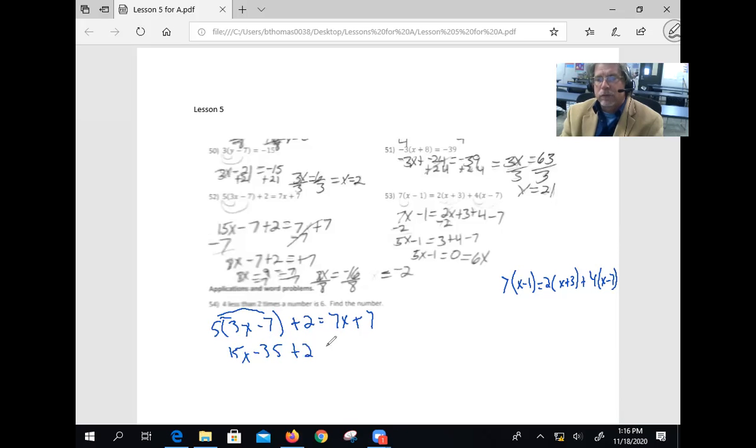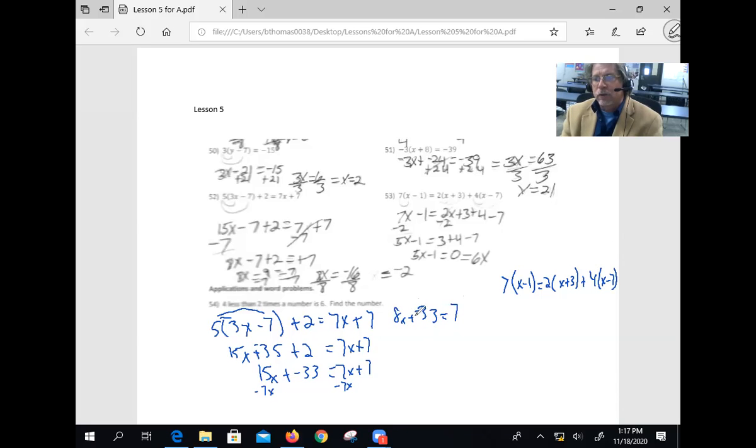You have plus 2, and then that equals 7x plus 7. The minus 35 and the 2 are like terms, so remember, that's the same thing as plus a negative 35. So it's the same thing as 15x plus a negative 33. And that's going to equal 7x plus 7. Again, we have to get the variable on the same side. We pick on the little guy, so I'm going to pick on the 7x, so I have to subtract the 7x on both sides. And this is going to give me 8x plus negative 33, and that's going to equal just the 7.